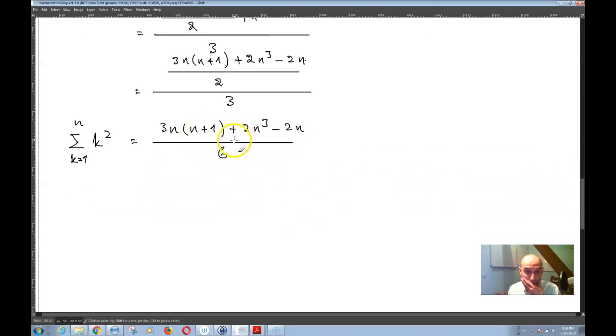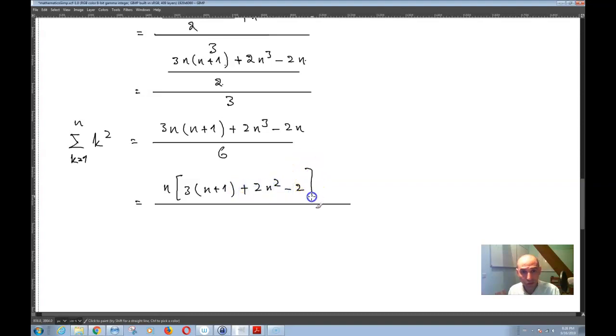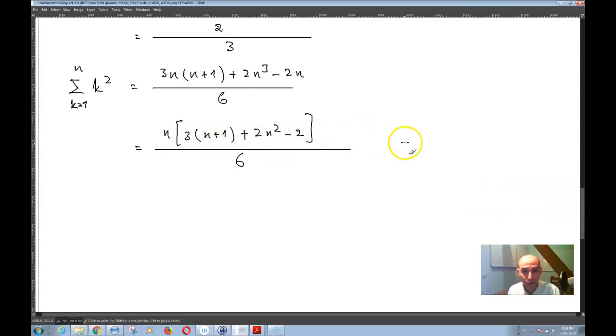Now if I simplify this, I can just simply take an n out here. You can write this as n times, for example, 3 times n plus 1 plus 2 times n squared minus 2, divided by 6. That is equal to that. And then this thing over here, I can write it as 3n plus 3 plus 2n squared minus 2. And so this is 2n squared plus 3n, and 3 minus 2 is equal to 1, right?